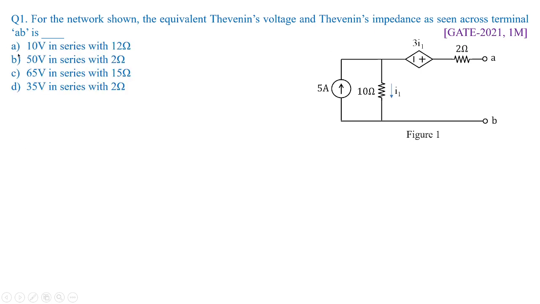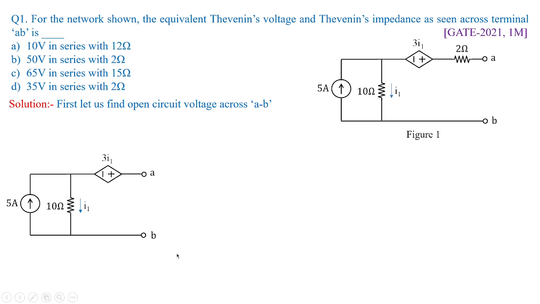So the options given were A, B, C and D, with 10 volts, 50 volts, 65 volts, and 35 volts in series with respectively 12, 2, 15, and 2 ohms. Okay. So first, open circuit voltage we are going to estimate across this terminal AB. When it is open circuited, this 2 ohm becomes dummy in nature. In fact, this is how the circuit would look like. So we have open circuited this as for the given problem, and 2 ohms is neglected. So this is exactly how the circuit looks.